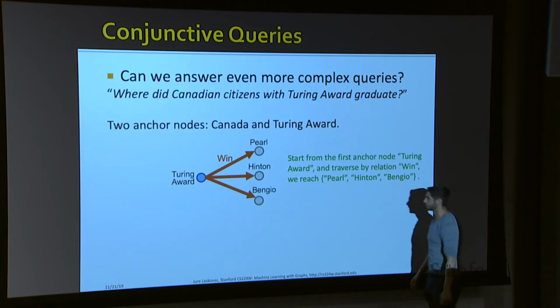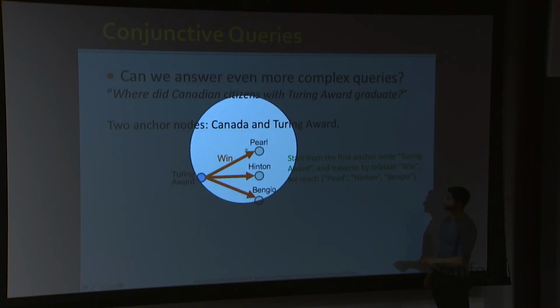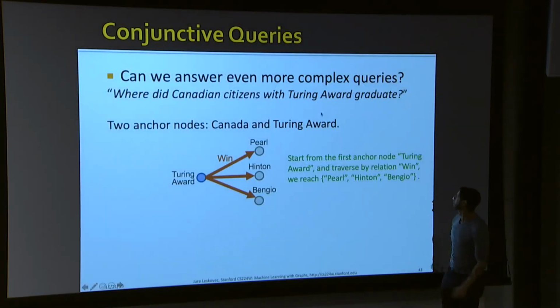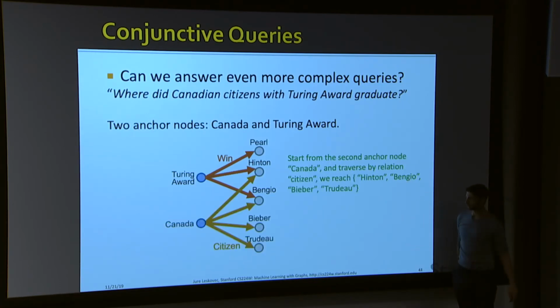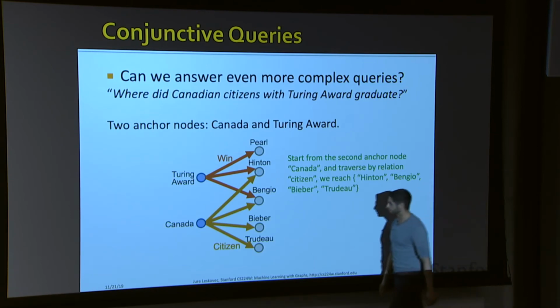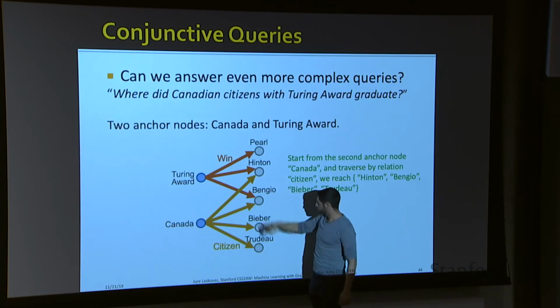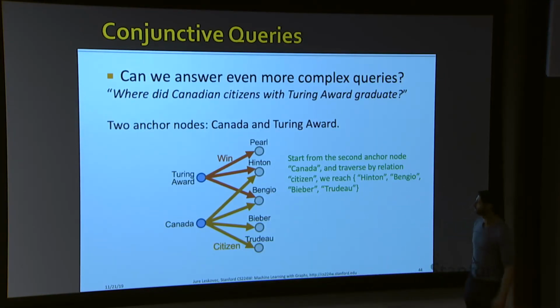By just traversing. We have two anchor nodes now, right? We have Canada, because we want Canadian citizens, and we have the Turing Award, because we want people who actually won the Turing Award. So we start from our first anchor, Turing Award, we traverse by the relation win, and then we reach Pearl, Hinton, and Bengio, okay? So this is our partial answer for the Turing Award. Then we do the same from Canada, and we traverse by the citizen relation, and we get Hinton, Bengio, Bieber, the Prime Minister of Canada, and so forth, okay?